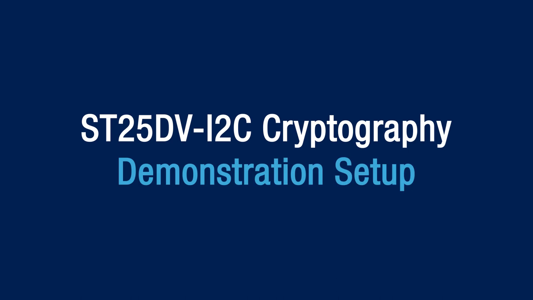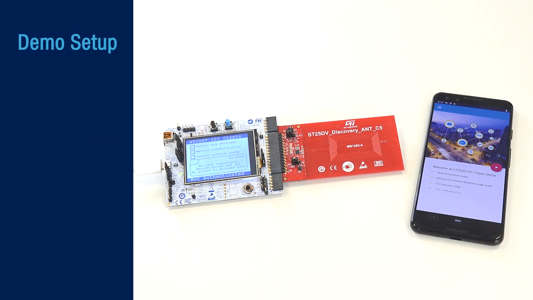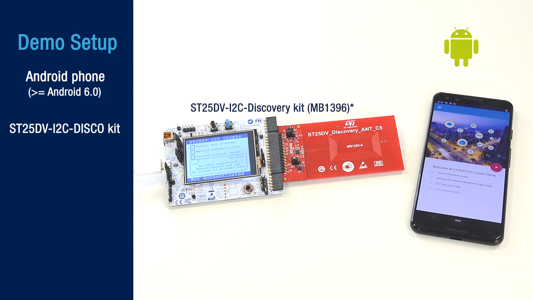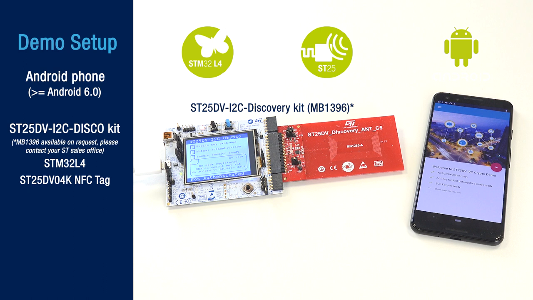To execute this demo, you will need the following material: an Android phone with at least Android 6.0, an ST25DV-I2C discovery kit representing the IoT device. This board is based on a motherboard equipped with STM32L4 and a daughter board featuring an ST25DV-04K NFC tag.